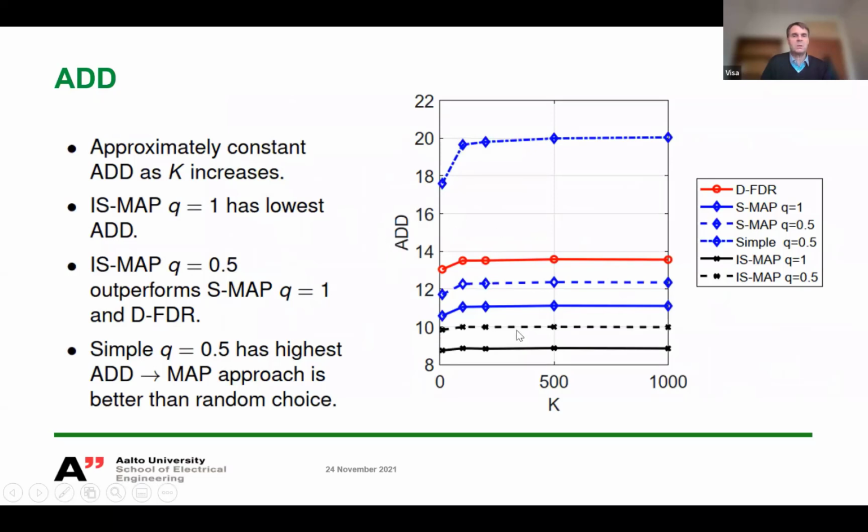The basic result is visible here: for this IS map, which is the lowest here, it has basically the lowest detection delay, both for the case where you are monitoring all the sensors and where you are monitoring only half of the sensors, and the other techniques do much worse. You can also see that this detection delay is constant even if the number of sensors increases.